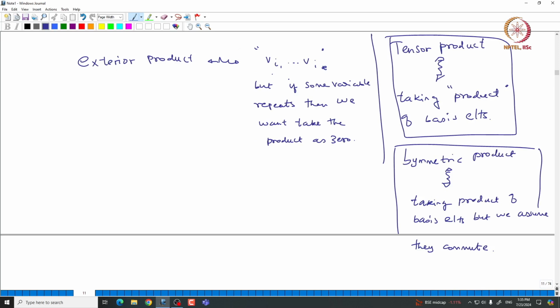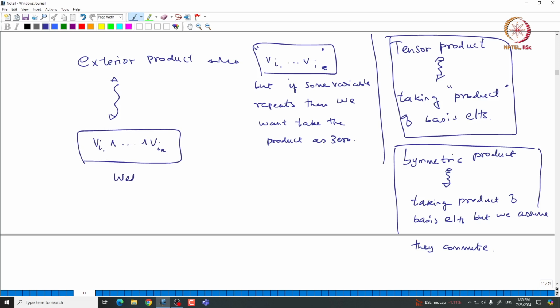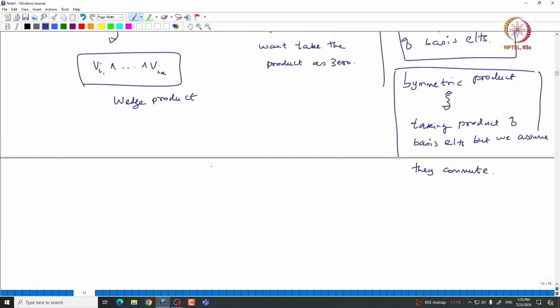Of course all these products are different, so we use different notations. For the tensor products we write Vi1 tensor etc. tensor Vik. For the symmetric product we simply write Vi1 times etc. times Vik. For the exterior product we use Vi1 wedge etc. wedge Vik. Sometimes this is also called the wedge product.